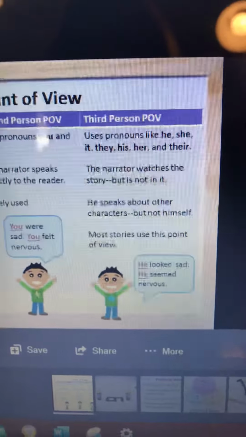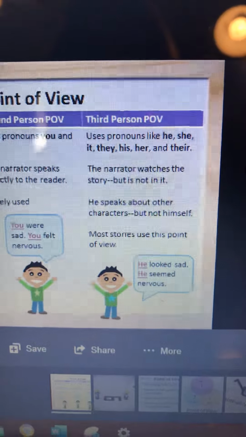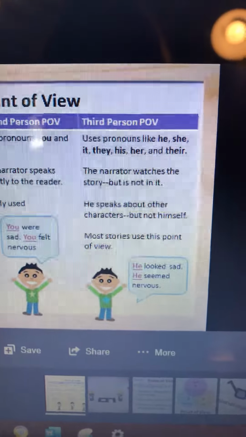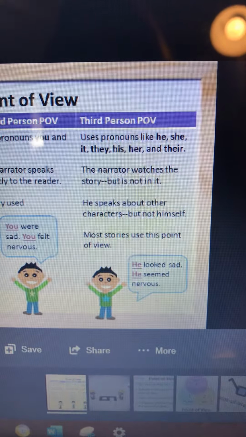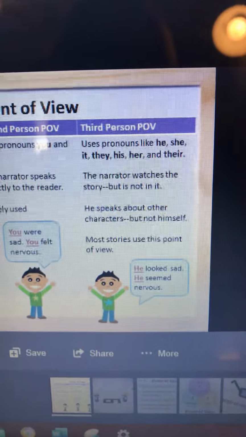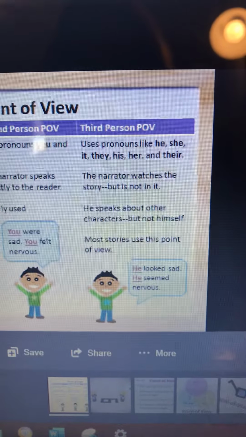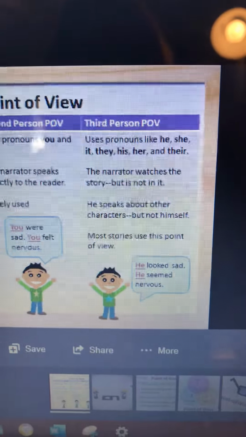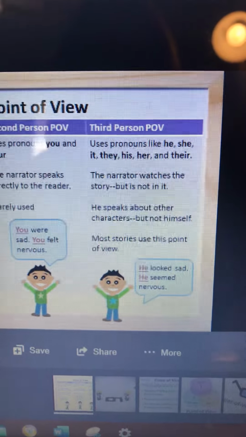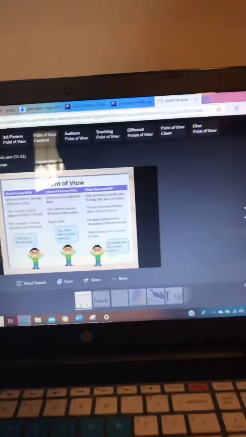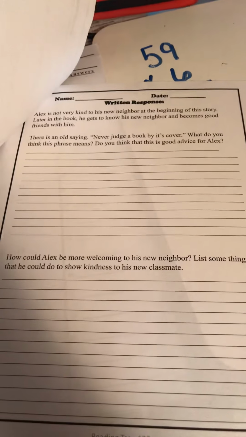Okay, and then you have third person. Third person uses pronouns like he, she, it, they, his, her, and their. And then the narrator is watching the story, but the narrator is not in the story. And the narrator speaks about other characters, but not about himself. Okay, and this is the way that most stories are told. Okay, so just kind of a little reminder about what point of view is, and so that will help you answer that question. And then you also have 2 questions that are written response questions.